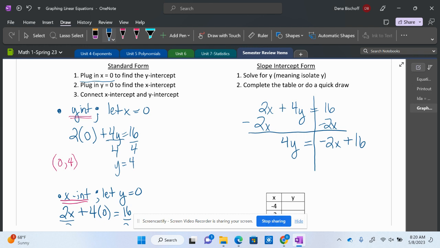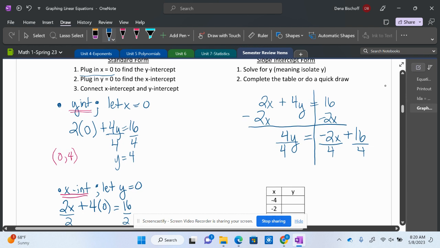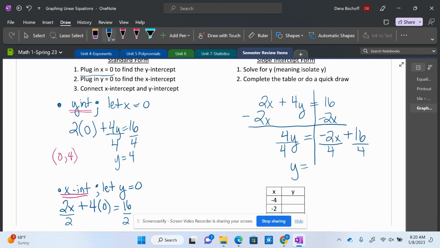Yeah, divide every term by... not by 2, sorry. By what? By 4. Yeah, divide everything by 4. You divide by the number attached to the y. So that gives me y equals negative 2 divided by 4, which is the same thing as negative 1/2 x. 16 divided by 4 is 4.